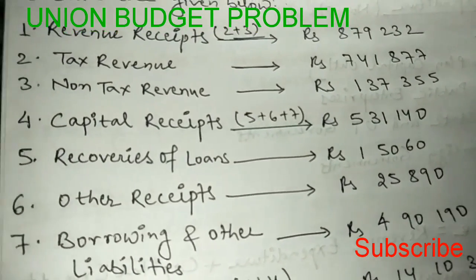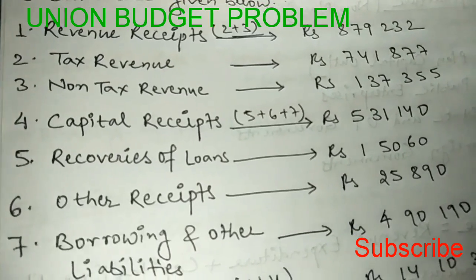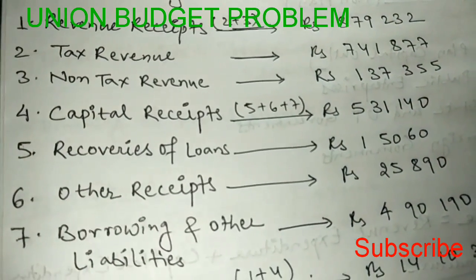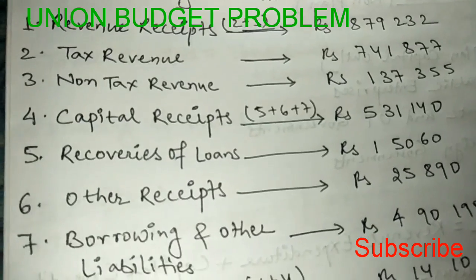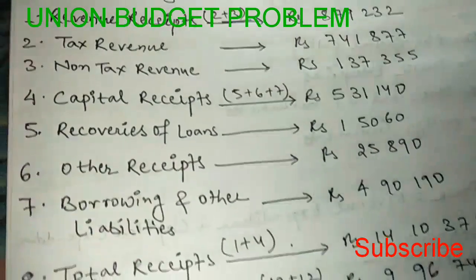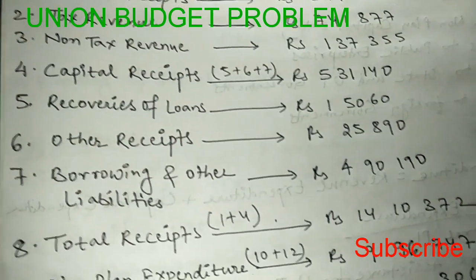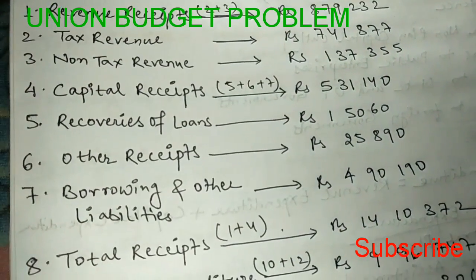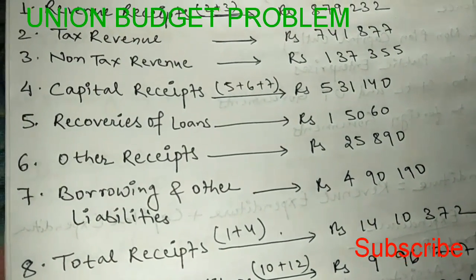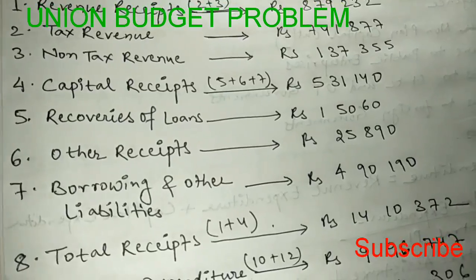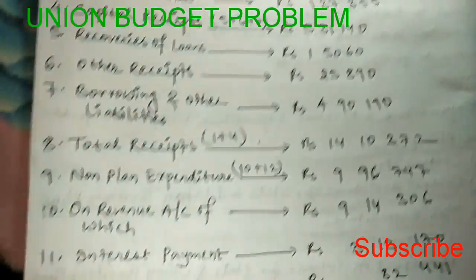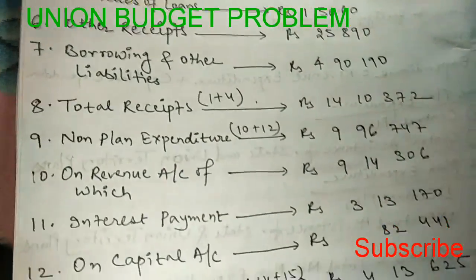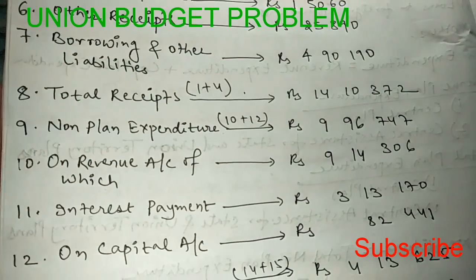You have to remember all these components, which I told earlier in the Union Budget videos. Refer to that video and you can get all this data, how to calculate and how to remember. Total receipt means revenue receipt plus capital receipt. Non-plan expenditure, I have always told, has two parts: one is the revenue part and one is the capital part.